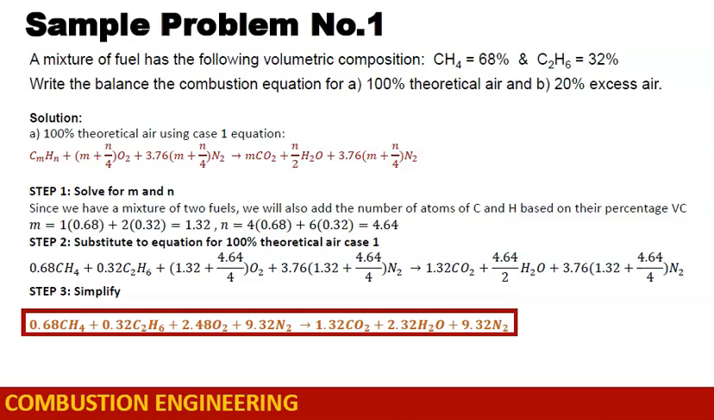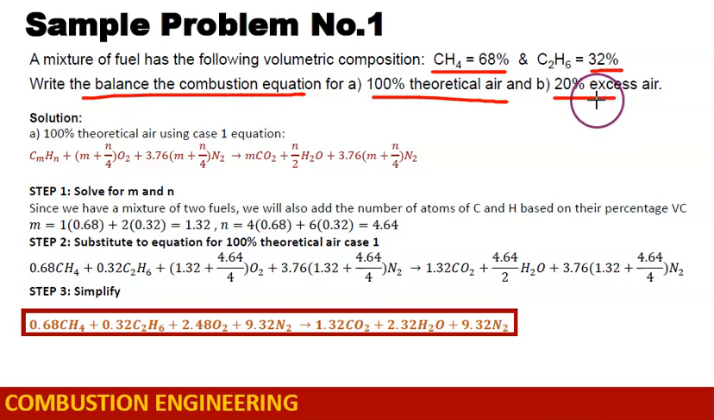Mixture of gases, sample problem number 1. For sample problem number 1, we are given a mixture of fuel composed of 68% methane by volume and 32% ethane by volume. We need to write the balanced combustion equation if there is 100% theoretical air and if there is 20% excess air.